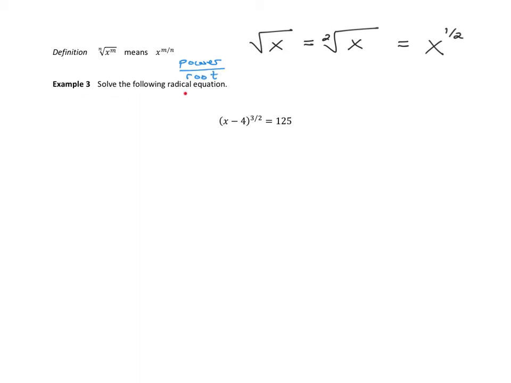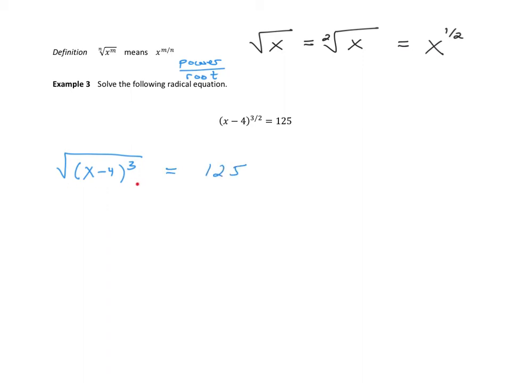Here in example 3, this is a radical equation, even though I don't see this root symbol in here, and that's because we have an exponent that is a fraction. If I was to convert this from this to this notation, the equation would look as follows. It is the square root of x minus 4 cubed, and this is equal to 125.